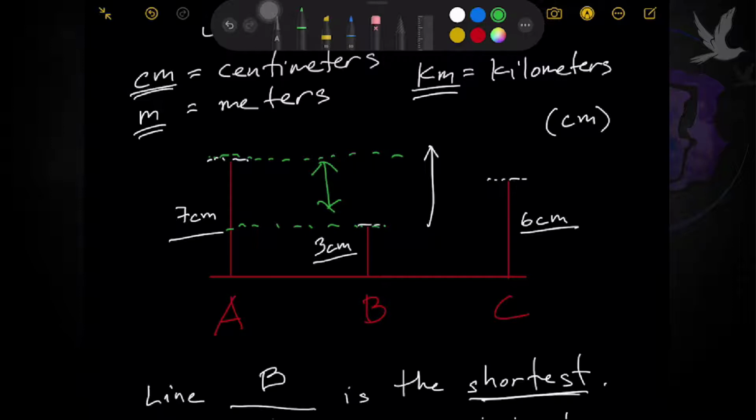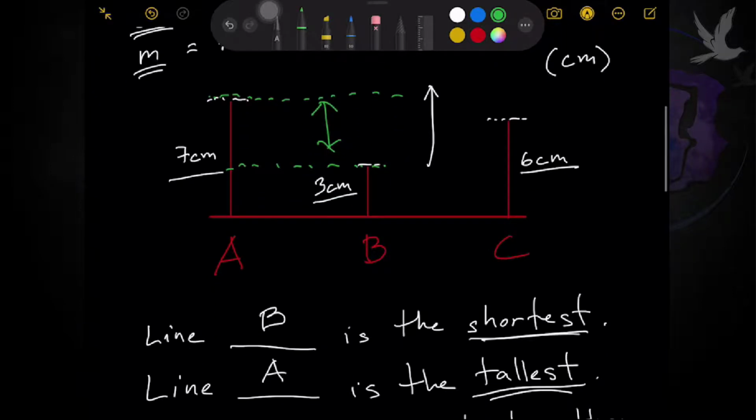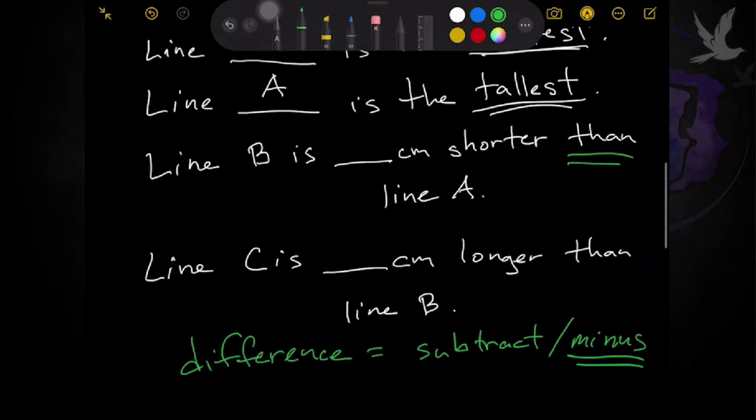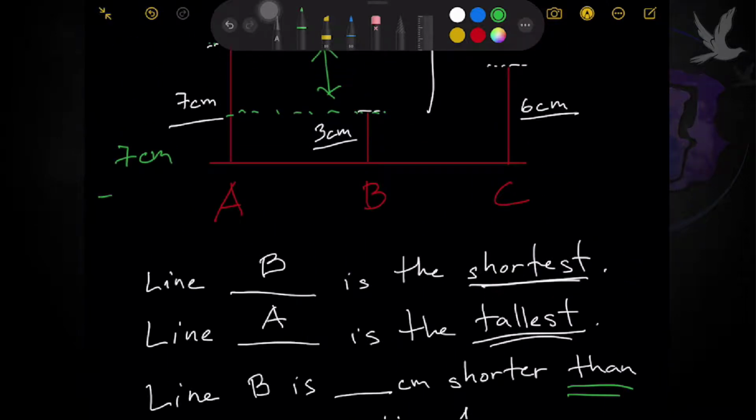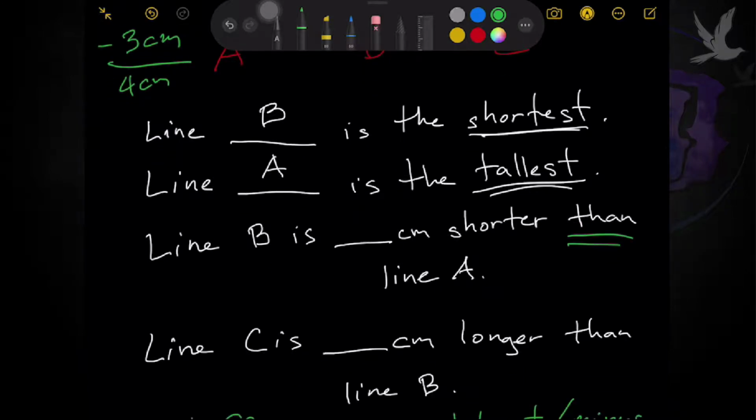So how much shorter is line B compared to line A? All you have to do is get the measurement of line A, which is 7 centimeters. And since we are talking about difference, subtract lang natin 7 minus the measurement of B, which is 3 centimeters. 7 minus 3 will give us 4 centimeters. So giving us the answer here as 4 centimeters. No, I don't need to write cm na pala because there's already cm there. Okay.